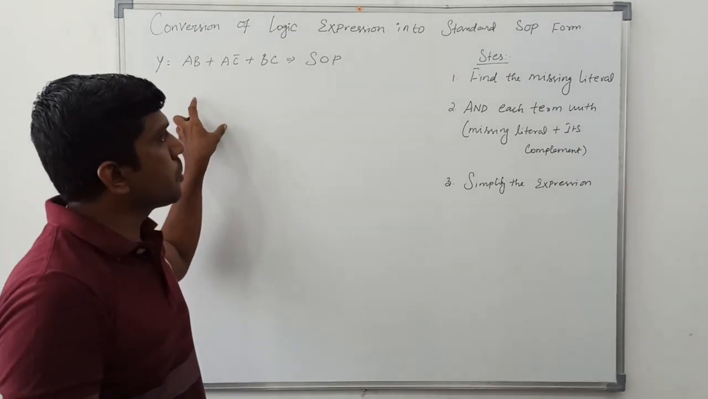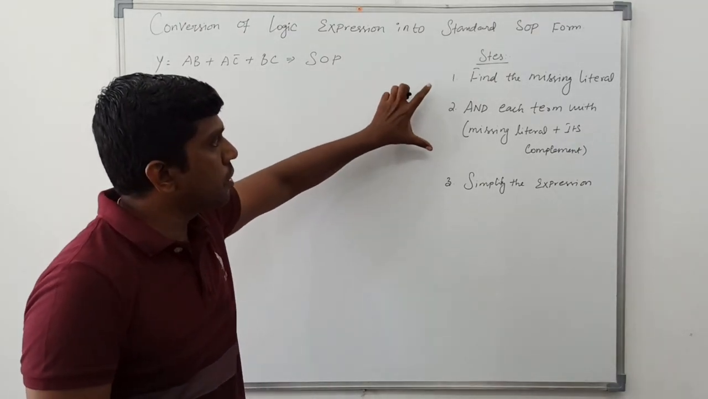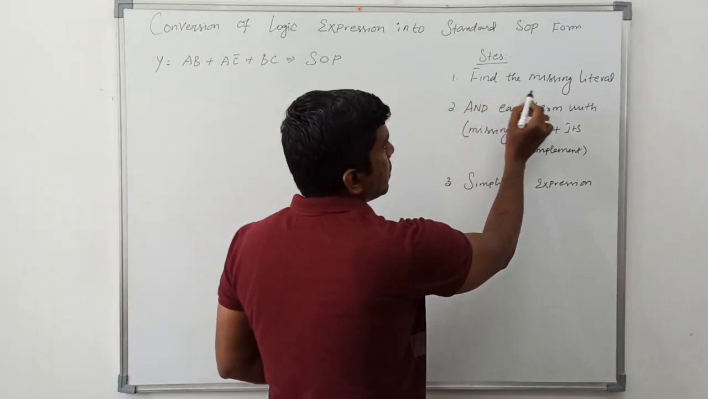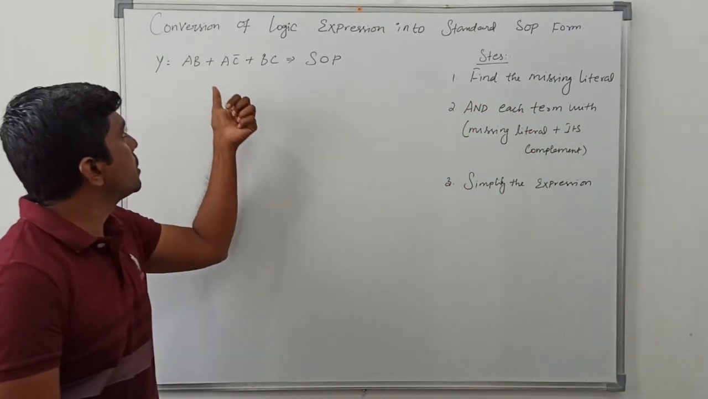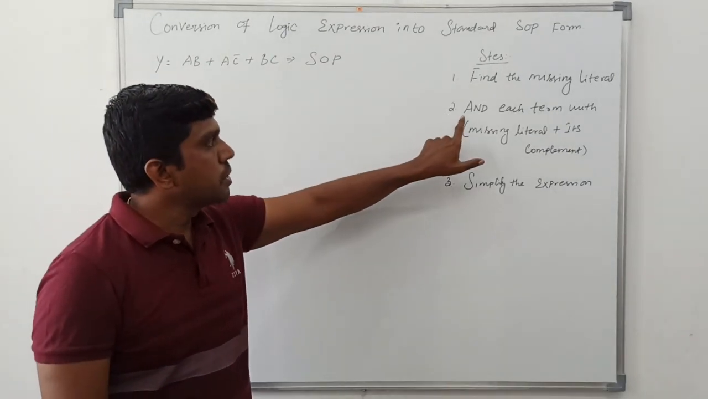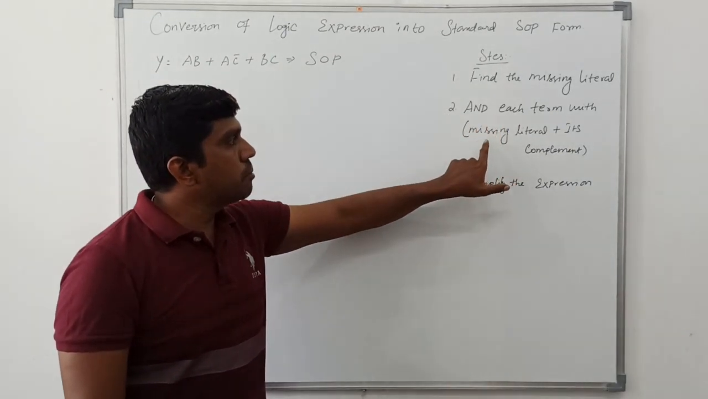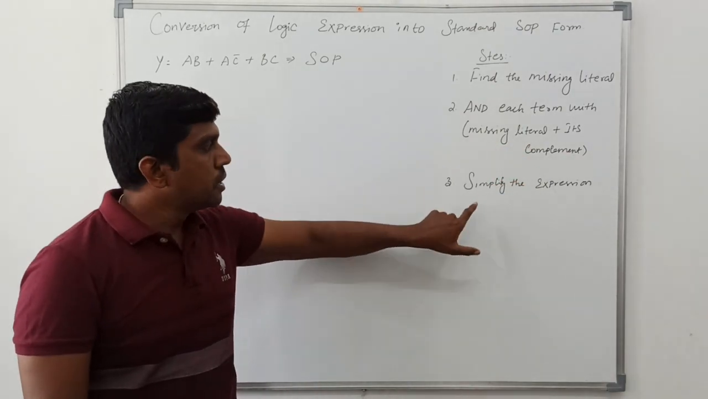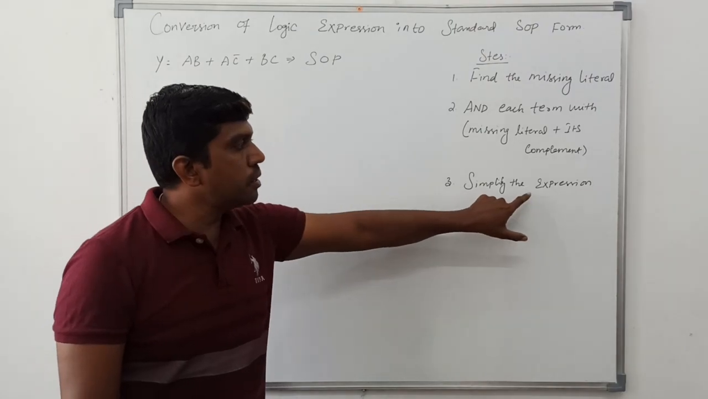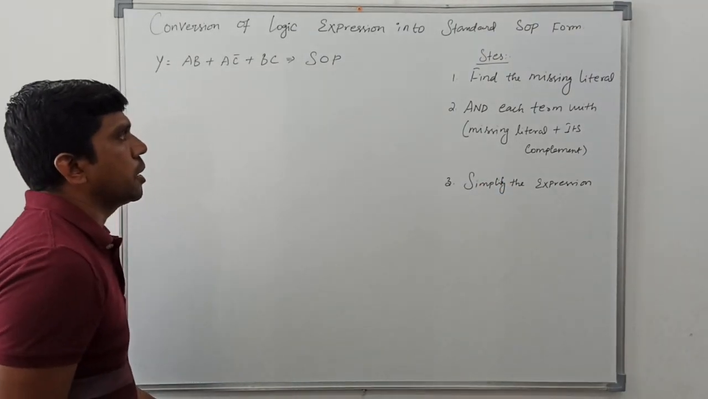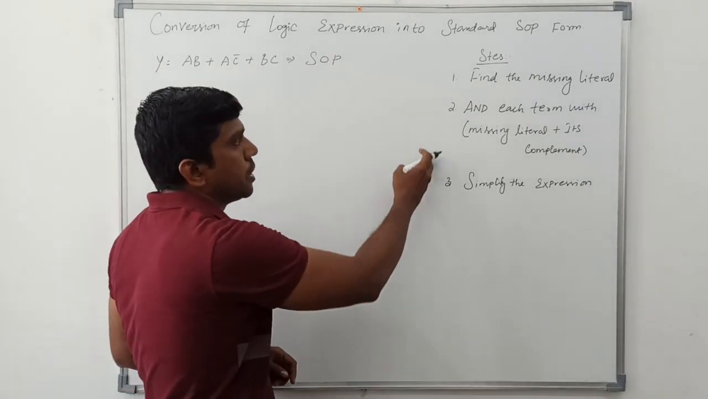Before solving the problem, first I will read the steps. What are the steps needed to solve the problem? The first step: find the missing literal in the Boolean expression. Second step: AND each term with the missing literal plus its complement. Then third step: simplify the expression to get the standard SOP. Now I am going to solve the problem with the help of these steps.